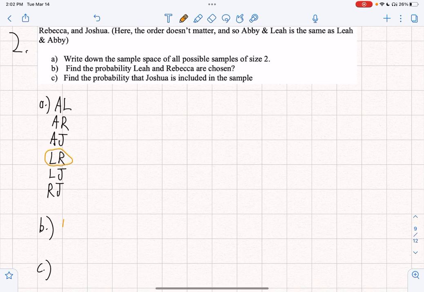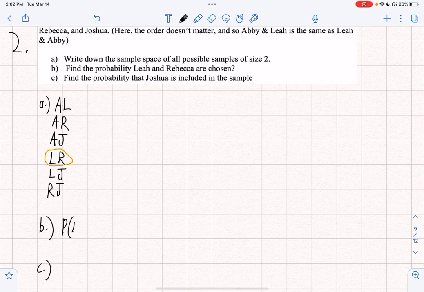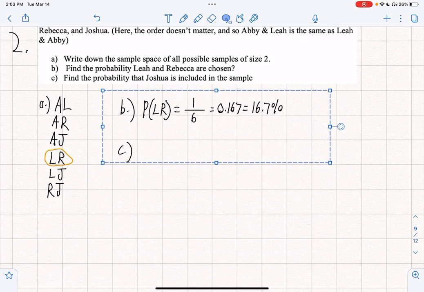So if we calculate the probability we select Leah and Rebecca, well, there are 6 total ways that we can select these people, right? 1, 2, 3, 4, 5, 6. But there's only one way to select Leah and Rebecca, which would make our probability 1/6, which is also 0.167 or 16.7%. Let me move these over here.